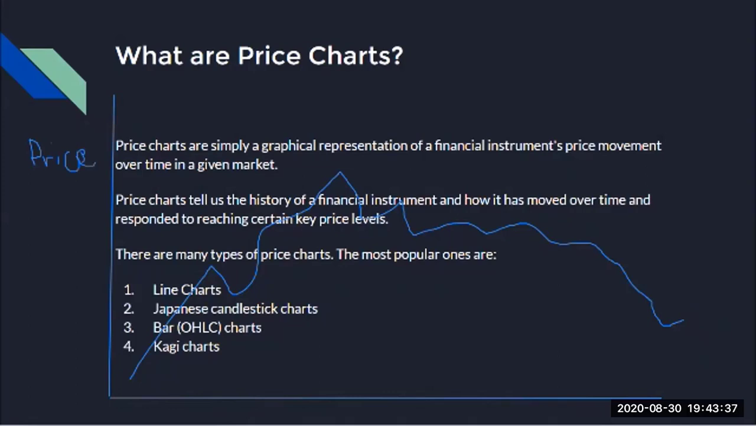I'm on my handwriting. And we have time. Understand? So it's just a graphical representation of the financial instrument's price movement over time in any given market. So, I can see that, maybe on a market, you say maybe this is 10, 20, something like that. So that's what it looks like, over time.